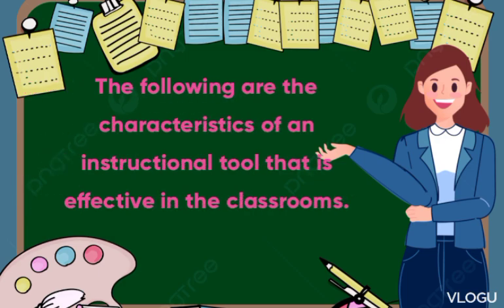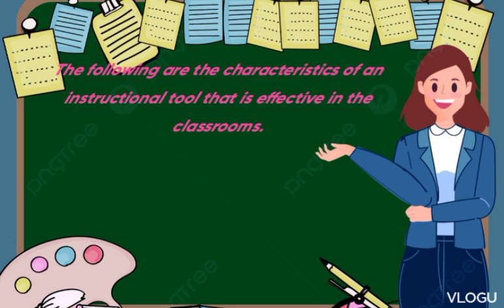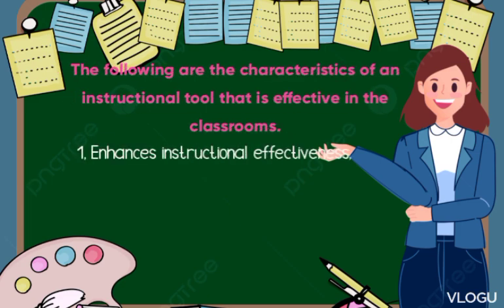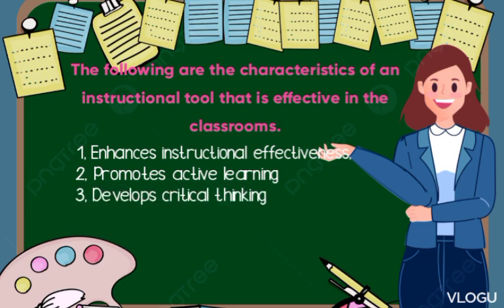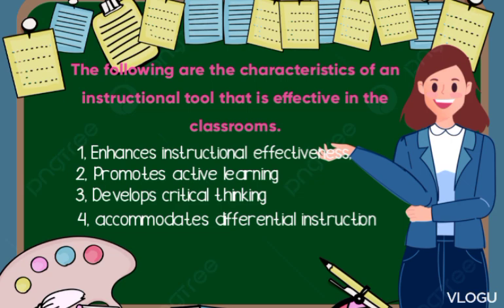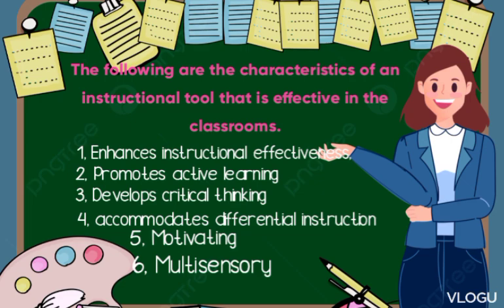The following are the characteristics of an instructional tool that is effective in the classroom. Number 1, enhances instructional effectiveness. Number 2, promotes active learning. Number 3, develops critical thinking. Number 4, accommodates differentiated instruction. Number 5, motivating. And lastly, multisensory.